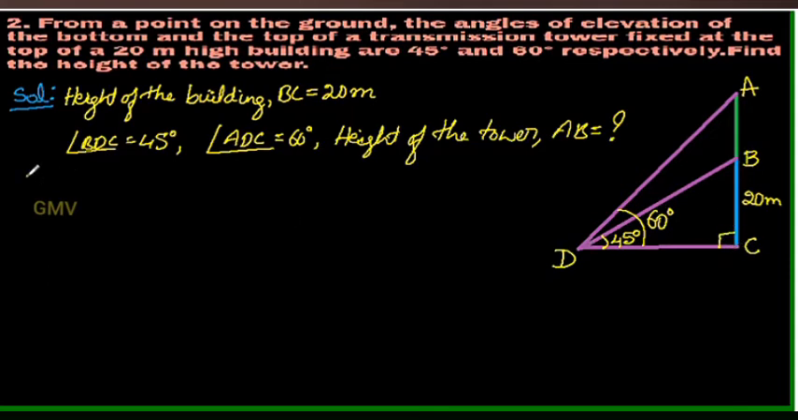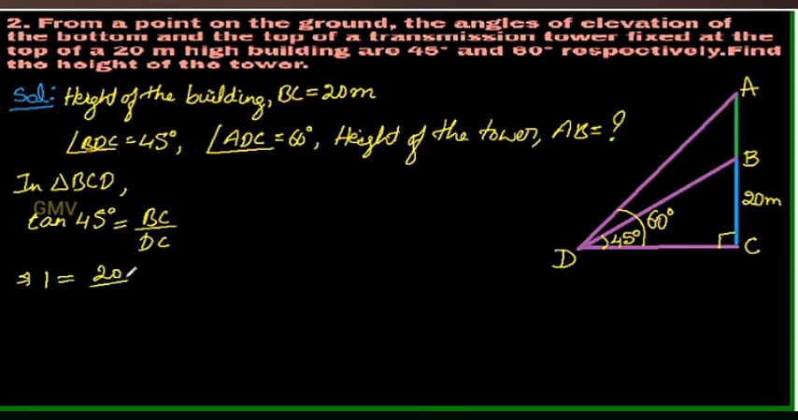So in triangle BCD, tan 45 degree is equal to opposite is BC by adjacent is DC. It implies tan 45 degree value is 1. So 1 is equal to BC is 20 by DC, right as it is. So it implies DC is equal to 20 meters. Now we get the value of DC.